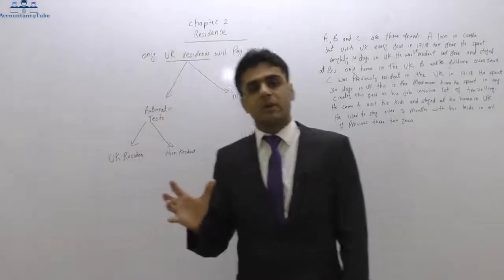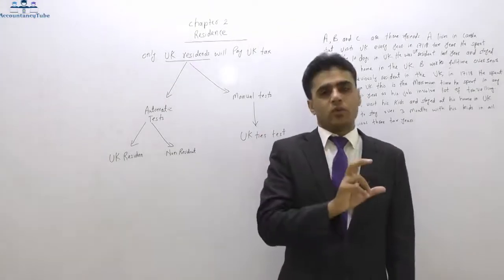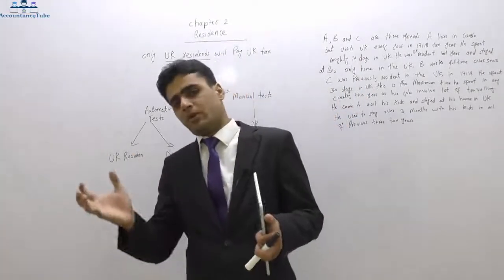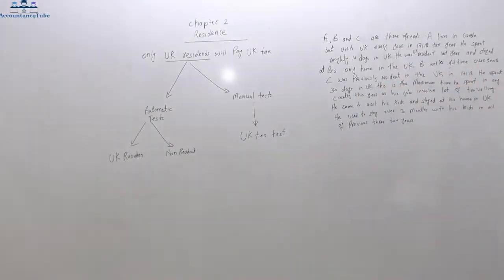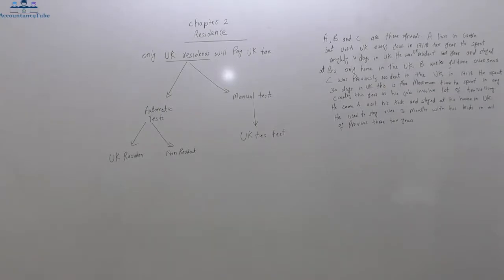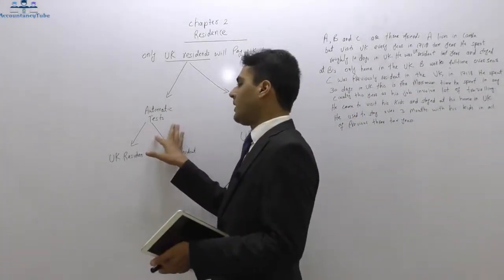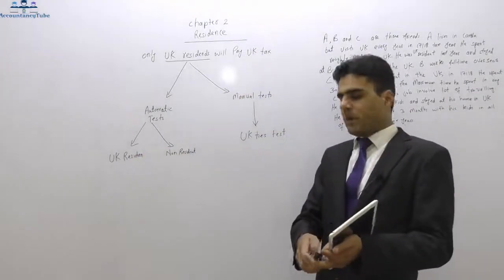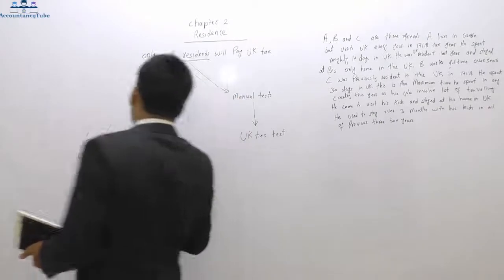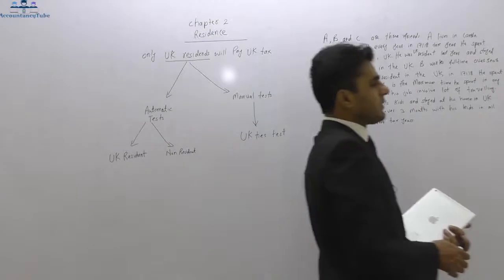Then we will decide whether you are resident or not by two different methods. One is the automatic method and the other one is of course the manual method. Like with cars, there are some automatic cars and some are manual cars. Likewise here as well. So we will first determine if you are UK resident or not with the help of automatic tests. What the automatic tests are we will see in a minute. Under the automatic test you can either be UK resident or non-resident. So that was the automatic test.